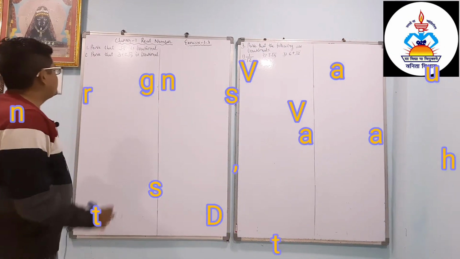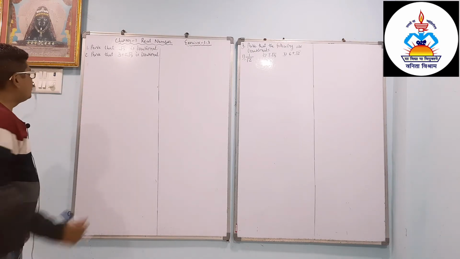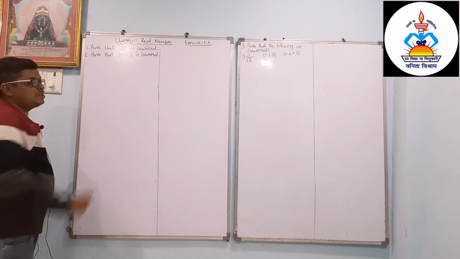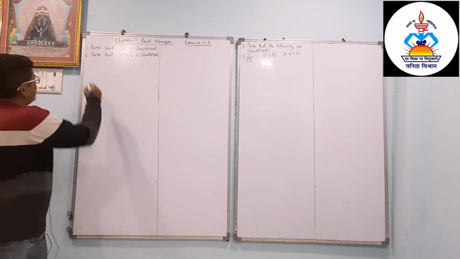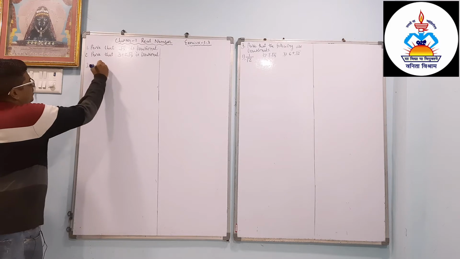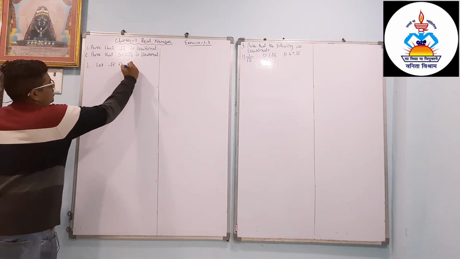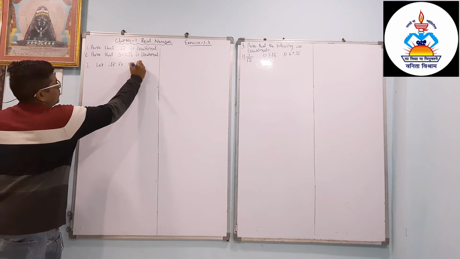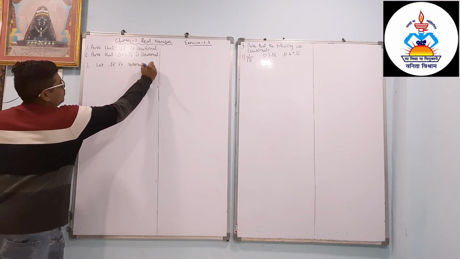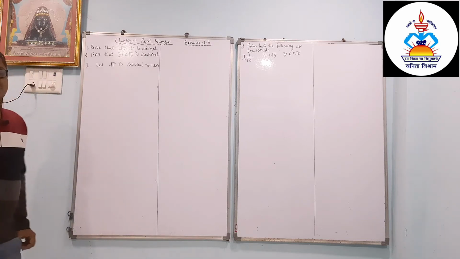Today we will continue chapter number 1, Real Numbers, and we will continue exercise 1.3. First question: prove that root 5 is an irrational number. So first we will write, let root 5 be a rational number. To prove irrational number, first we will write that root 5 is a rational number.